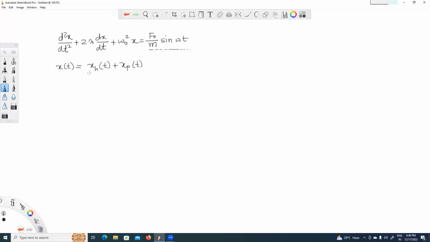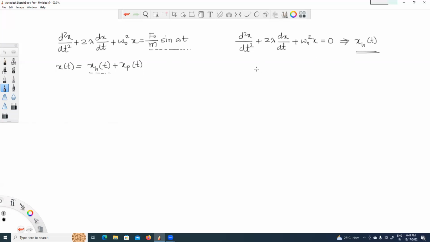So what do we mean by homogeneous solution? The homogeneous solution is the solution of the differential equation when the right hand side is zero, that is, the homogeneous form of the equation. We have already seen how to get this solution, so we already know x_h.